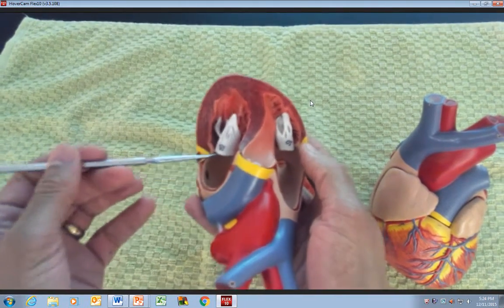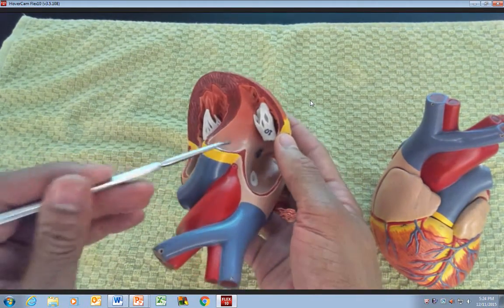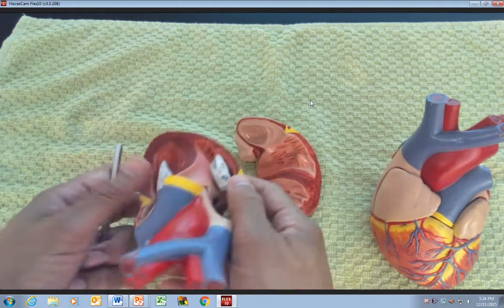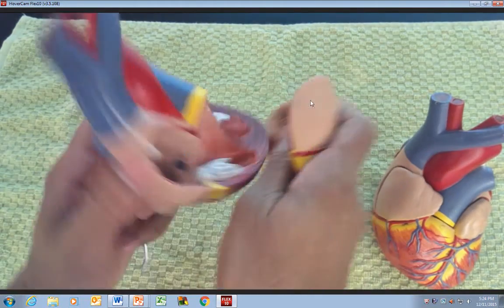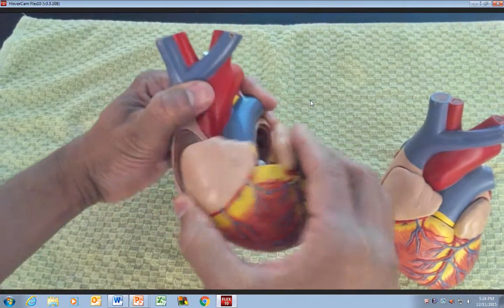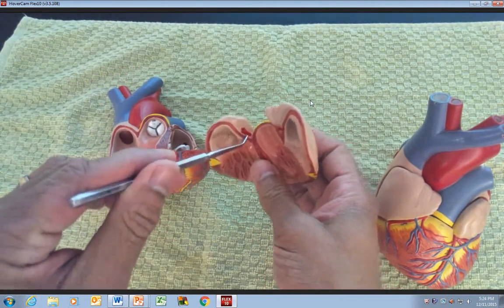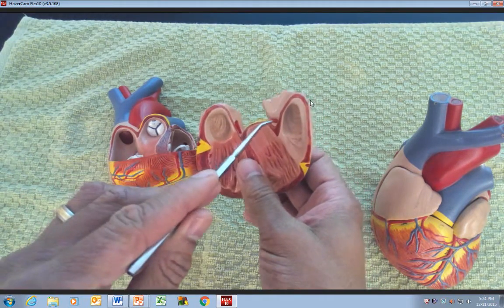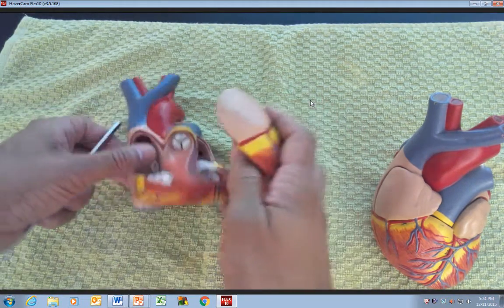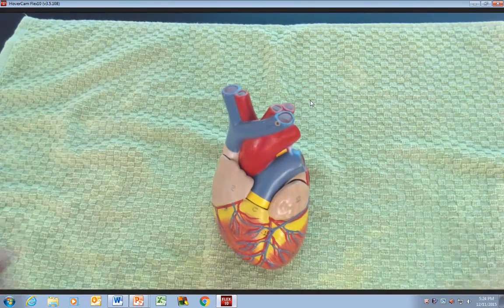So this is the left side now, and this is the right. If you were to do a coronal or a frontal section, you'll see there's the left coronary, and here's the right coronary. So I'm going to go ahead and put the cap back on, and let's watch what's going on here.